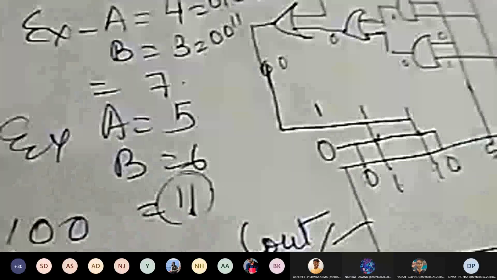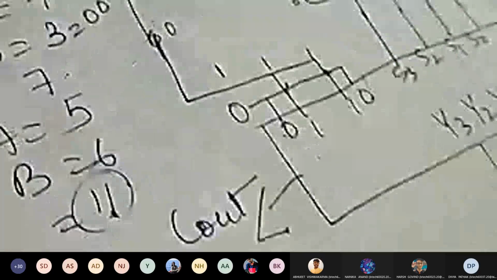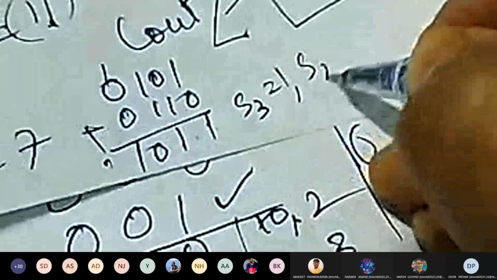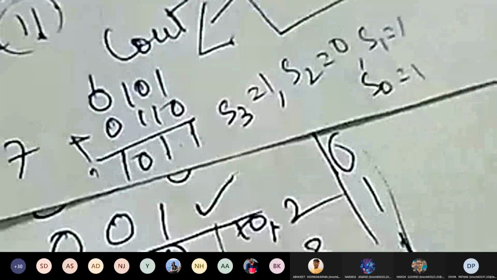Now suppose you are taking 5 and 6. Definitely you will have some carry. 5 means 0 1 0 1, and 6 is 0 1 1 0. So add it. What value do you get? 1 0 1 1. So here S3 is 1, S2 is 0, S1 is 1 and S0 is 1. Okay, now Cout is equal to 0.